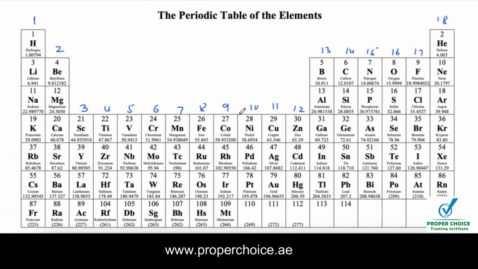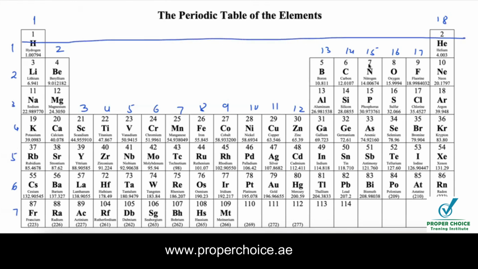There are 18 groups and there are 7 periods. What are the periods? This is first, second, third, fourth, fifth, sixth, seventh. Okay, this is about the periods: the horizontal lines which you can draw are called periods. In the first period, there are two elements, hydrogen and helium. The reason they are put in the same period is that their valence electrons, the electrons in their outermost shell, are in the same energy level, that is the first shell. Accordingly, they have been arranged.